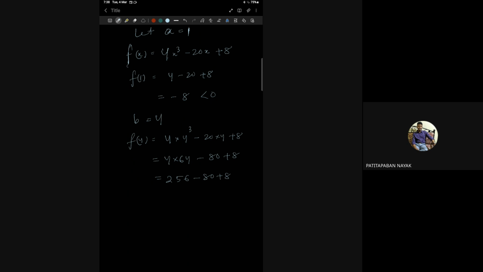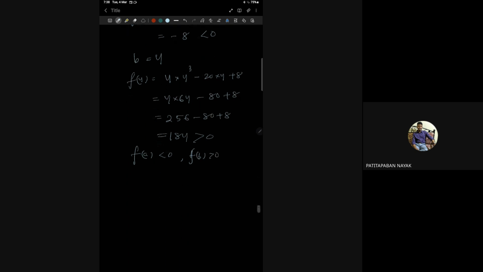256 minus 80 plus 8 is equal to 184. Now this is greater than 0. So that means f of a is less than 0 and f of b is greater than 0. I got my condition. So next my x1 will be equal to a plus b by 2.